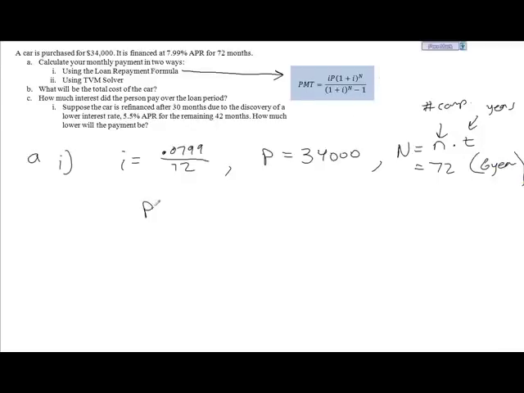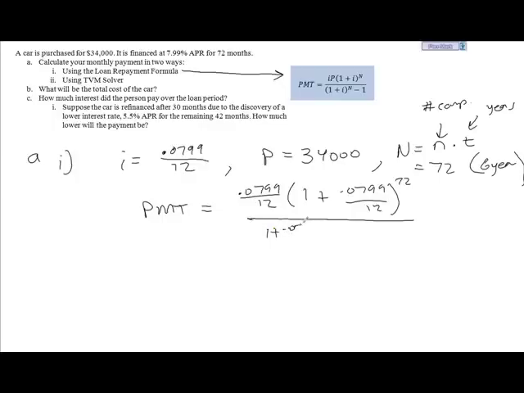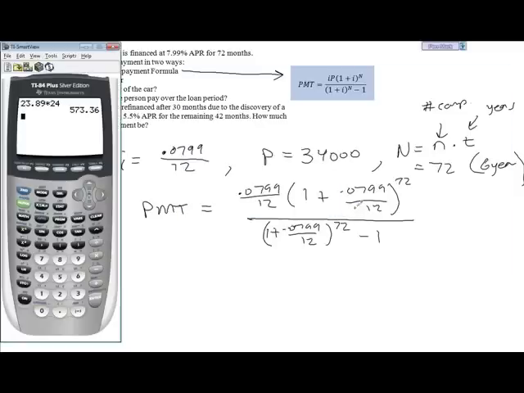So now we go ahead and plug everything in. Payment equals I, which is 0.0799 divided by 12, times 1 plus 0.0799 divided by 12 raised to the 72nd power, over 1 plus 0.0799 divided by 12 to the 72nd power minus 1. I'll try to enter the bits and pieces of this into the calculator. I'll just do the numerator first to avoid any difficulties with parentheses and making sure we're dividing by the right thing.